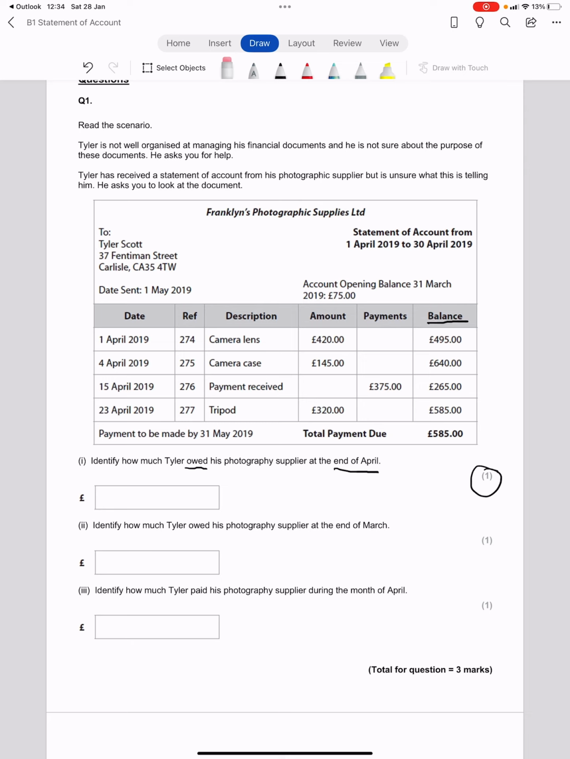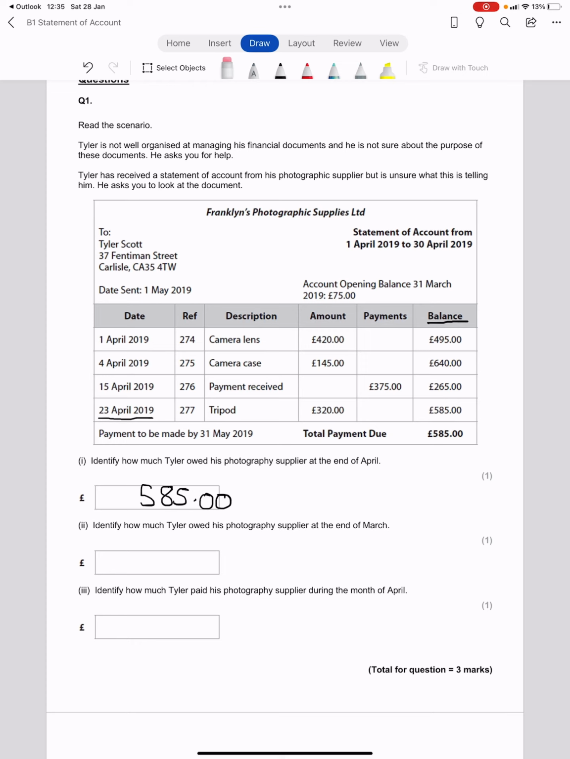Well, what we need to do is look for the latest date that we have available in April. And we can see that that's here, 23rd of April 2019. So that's the information that we've been given. What we need to do now is have a look for the figure. So we're going to work our way along this row and we're going to get to here, £585, which Tyler owed his photography supplier at the end of April. So that is the answer to this question, £585 and 0 pence.